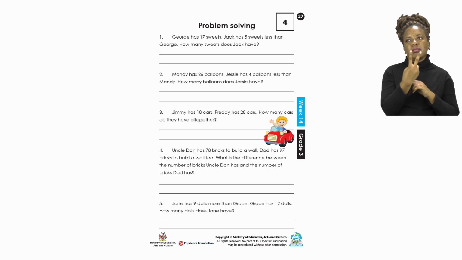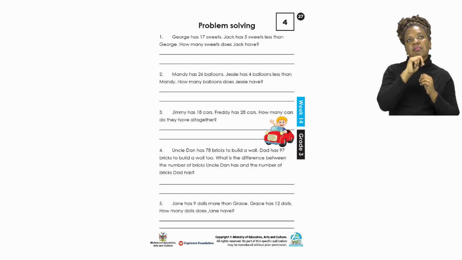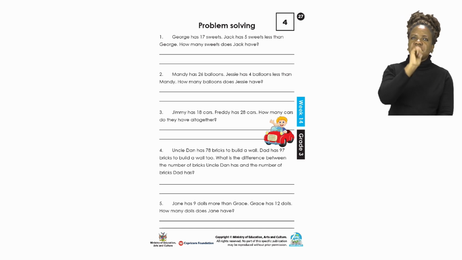Number 2 says, let's read, Mandy has 26 balloons. Jessie has 4 balloons less than Mandy. How many balloons does Jessie have? Let's read it again. Mandy has 26 balloons. Jessie has 4 balloons less than Mandy. How many balloons does Jessie have?